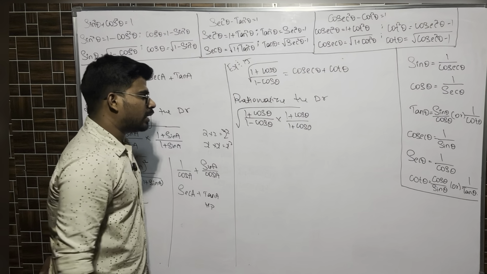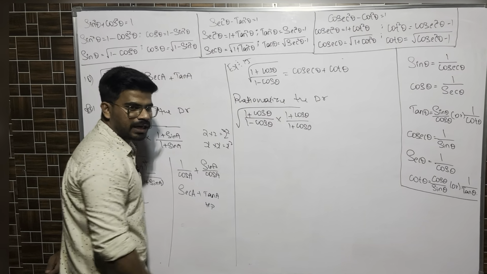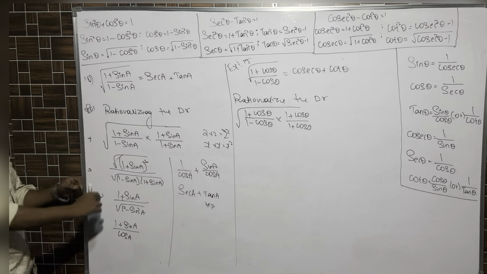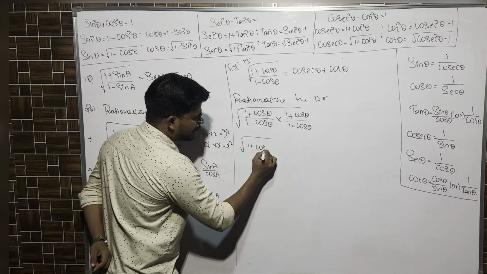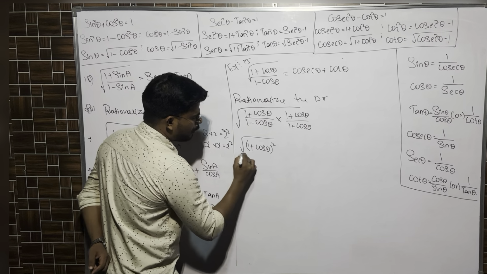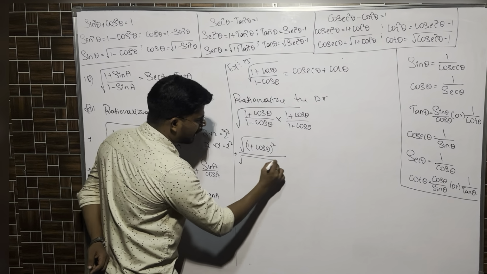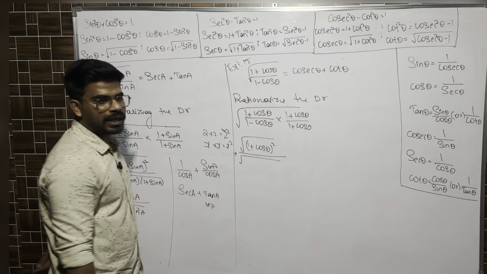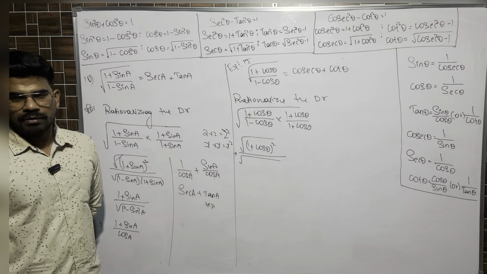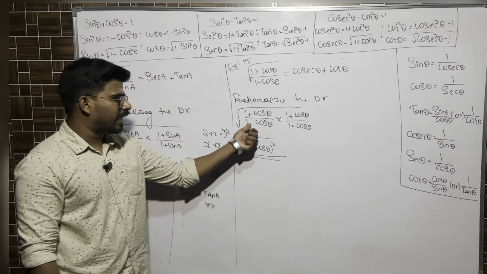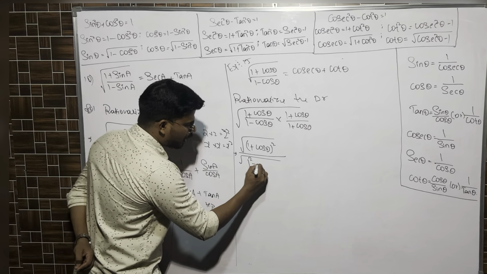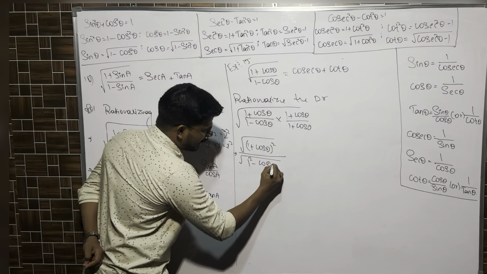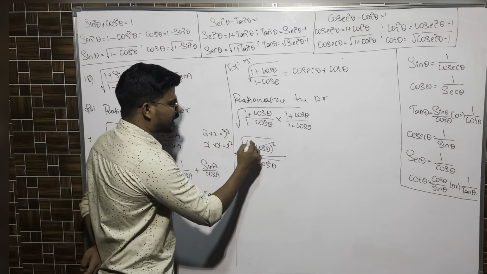Barabar? Next, numerator: 1 plus cos theta into 1 plus cos theta, (1 plus cos theta) whole square. Same way, under root (1 plus cos theta) whole square. And splitting the root as well. In the denominator, 1 minus cos theta into 1 plus cos theta, 1 square minus cos square theta. A minus B into A plus B is A square minus B square, so 1 square minus cos square theta. Right. This square and root cancel.